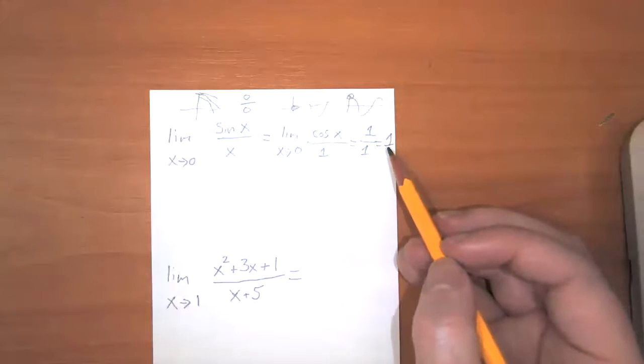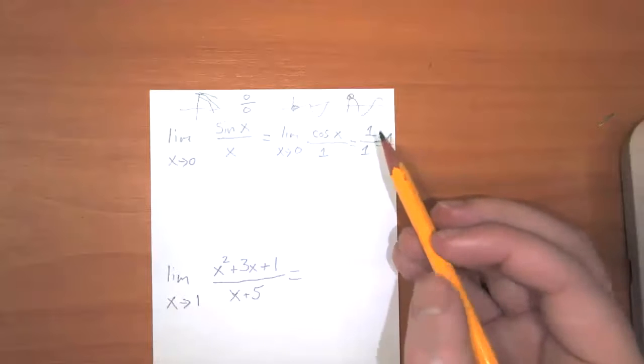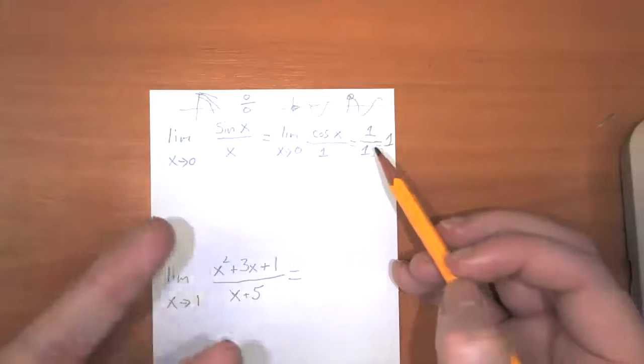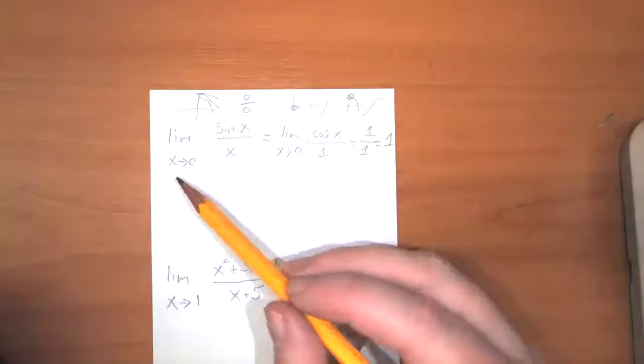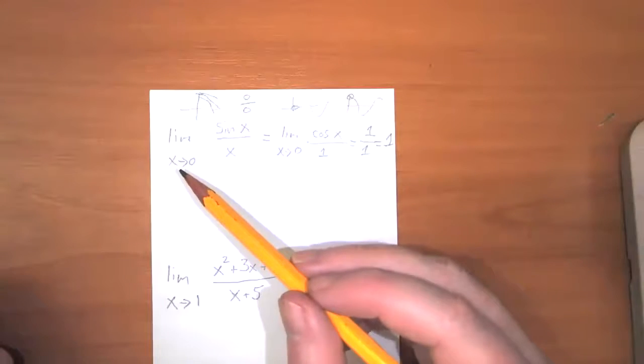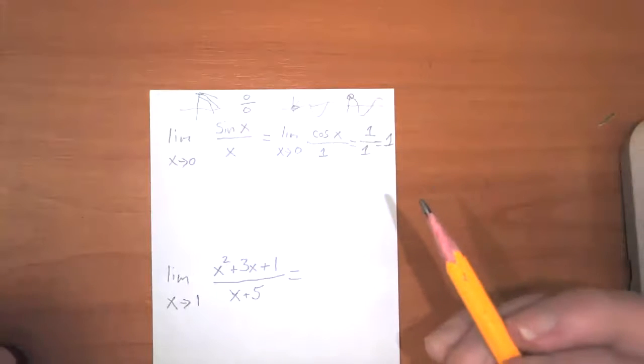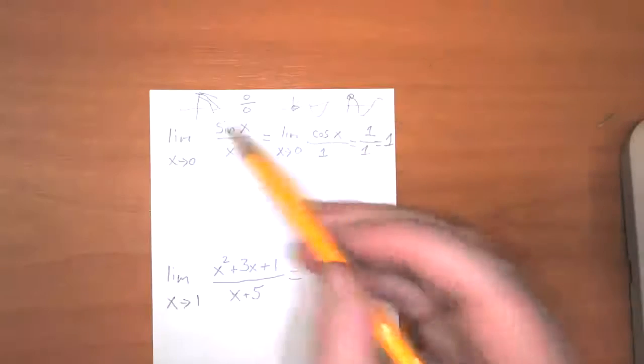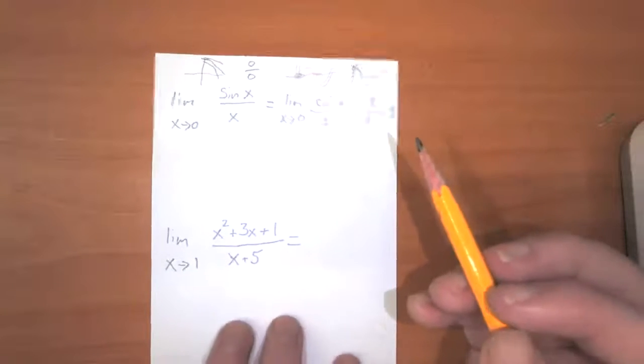That gives us an answer of 1, which was the same answer we guessed from looking at the table where we were taking values of this with x getting smaller and smaller, closer and closer to 0. And it's also the answer we got from the squeeze function. So once again, L'Hopital's rule works for us.